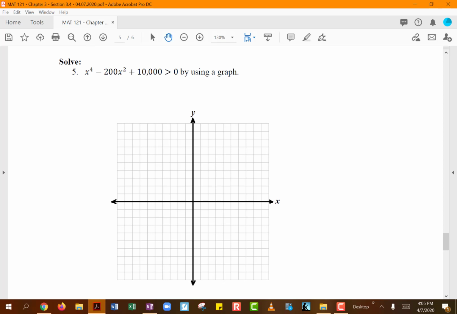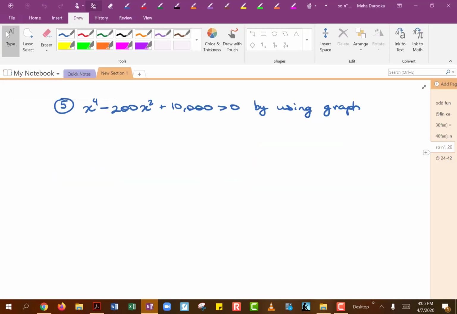To graph this function, you're going to have to use the same technique that we just saw in example 4. Talk about the symmetry, behavior at the x-intercepts, the leading coefficient test, and then, plotting some more points, we'll try to come up with the graph of this function. So let's start with that. This is example 5.